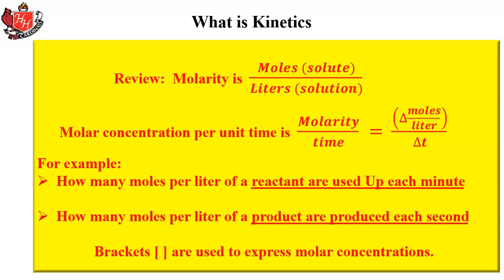So for example, how many moles per liter of a reactant are used up in each minute? Or how many moles per liter of a product are produced each second? Those would both be examples of the types of rates of change that we're going to be looking at in this unit. Brackets are used to express the molar concentration. So if you have a chemical compound or a chemical molecule or atom or something inside of the brackets, it means that that's the concentration of that substance.